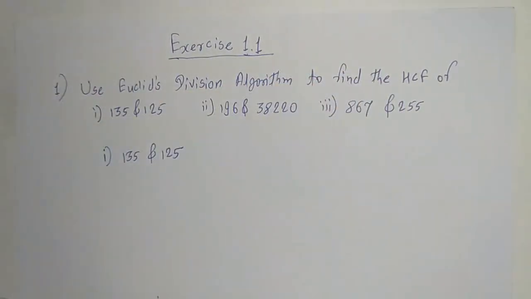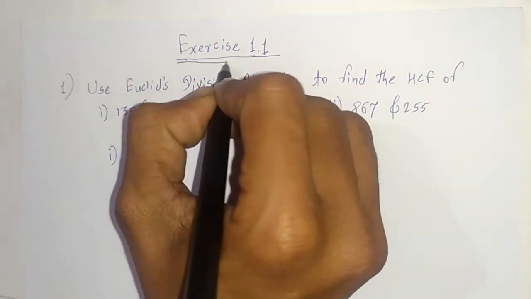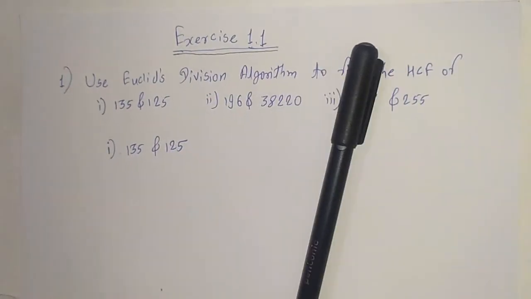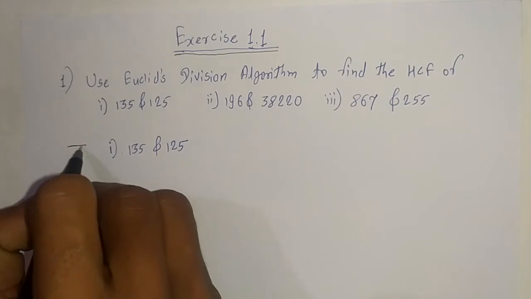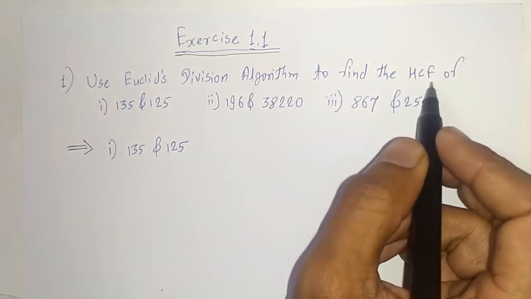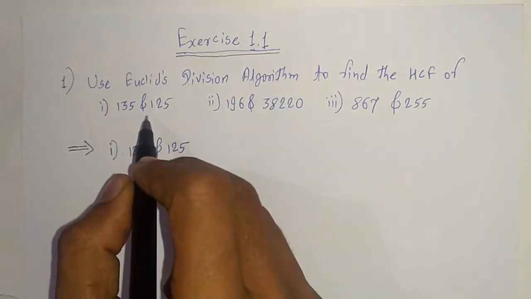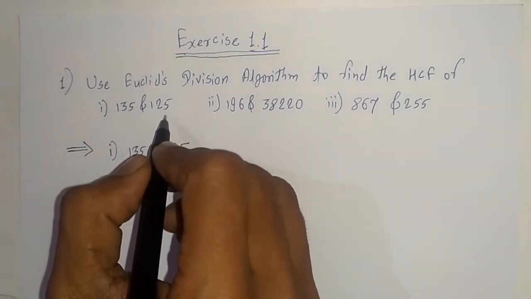You have total 5 problems in exercise 1.1. So after that, this second lecture will be over. So let's start with the first example. Use Euclid's Division algorithm to find the HCF of these 3 pairs. You have to apply the Euclid's Division algorithm to these problems. So what is the first problem? 135 and 125 to find the HCF.